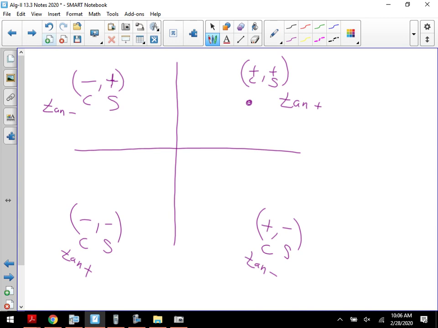Now, if you have reciprocal functions, do the signs change with reciprocals? No. We're not talking slopes, we're not doing opposite reciprocals. We're just talking about reciprocals. You're just flipping fractions. So all the reciprocal functions follow the same pattern here as well.